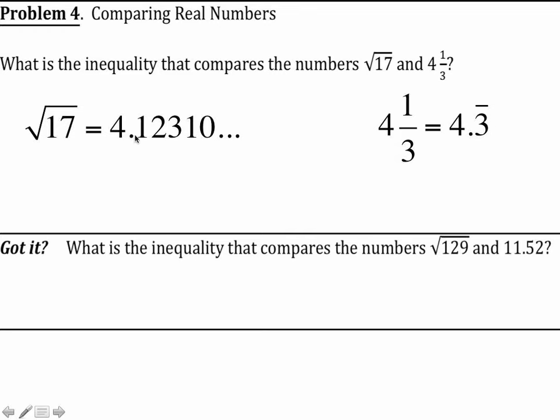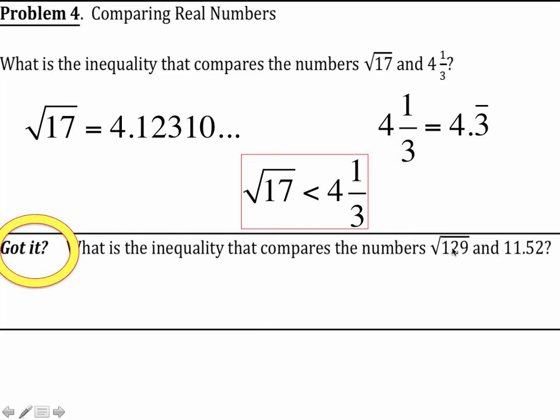So if I look, this number is 4.1-ish. This number is 4.3-ish. So this is smaller than this. This would be to the left of this on the number line. So this number is smaller, left of, or less than this number. So my inequality would be the square root of 17 is less than 4 1/3. All right? So if you just change them into decimals, I think it's pretty easy. All right? Your job, try that one on the bottom. I got a root 129, and I got an 11.52. So change that bad boy into a decimal, and let's see what you got.